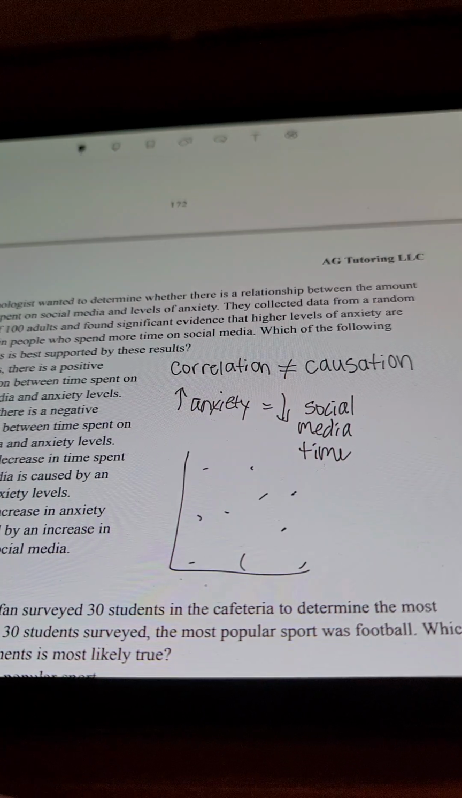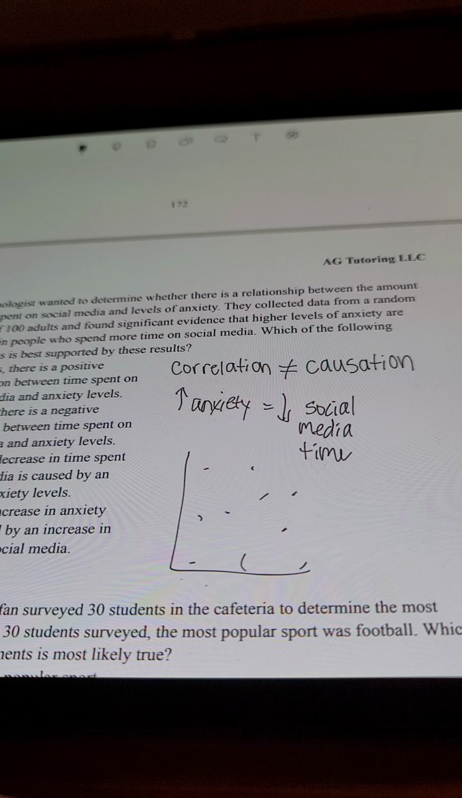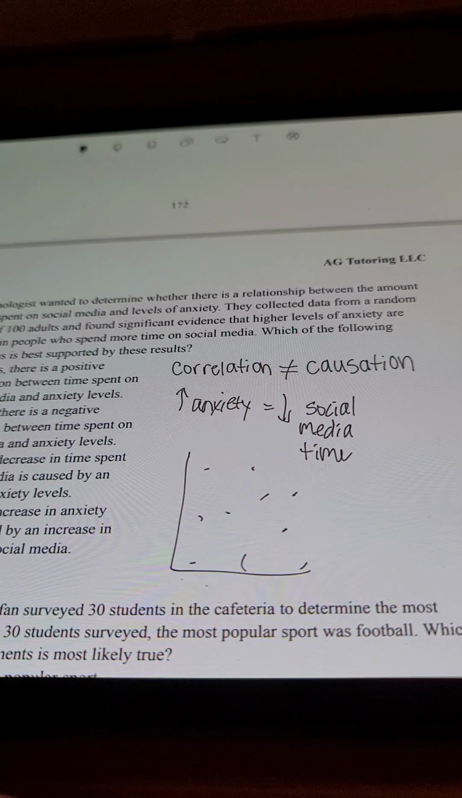Now, if you have something like this, those are supposed to be dots, I know, sorry, where there's no rhyme or reason to what you're seeing, very different than the other ones, this would be that there's no correlation.